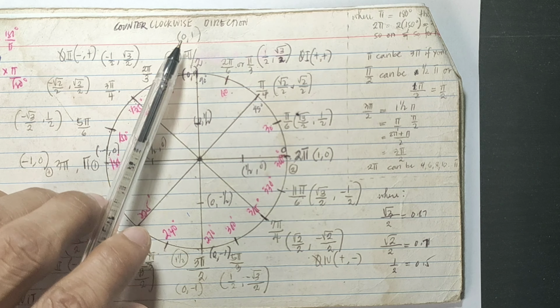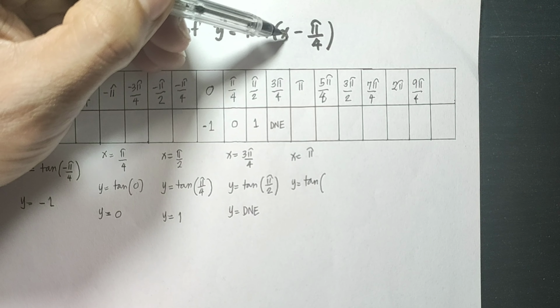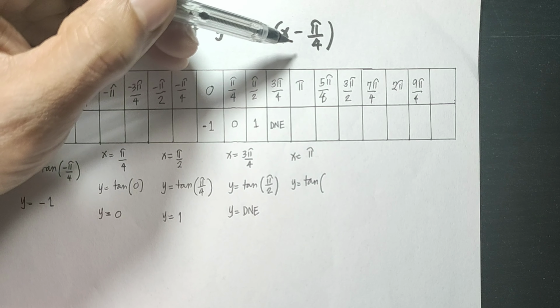Okay? Next, when your x is pi, let's find the value of y. So we will have tangent of pi minus pi over 4. What is pi minus pi over 4? Pi minus pi over 4, that will be 3 pi over 4. And using your unit circle, 3 pi over 4 can be found here. Okay, it's 3 pi over 4, where your y is square root of 2 over 2 and your x is negative square root of 2 over 2. Dividing them, it will give you negative 1. So therefore, your y here is negative 1.